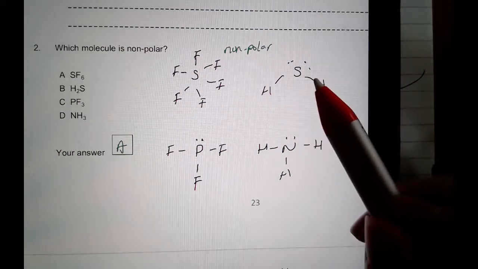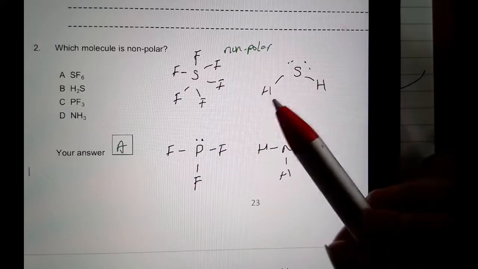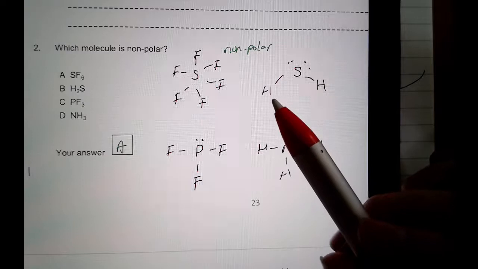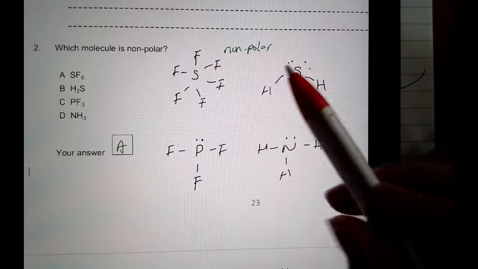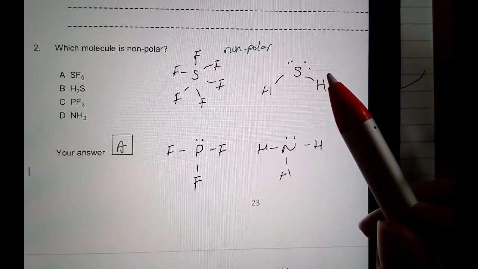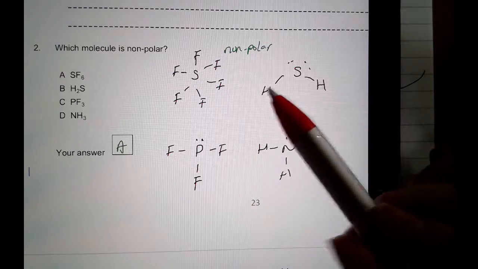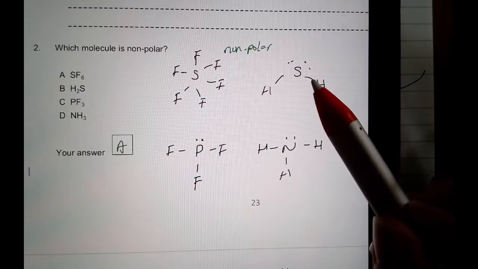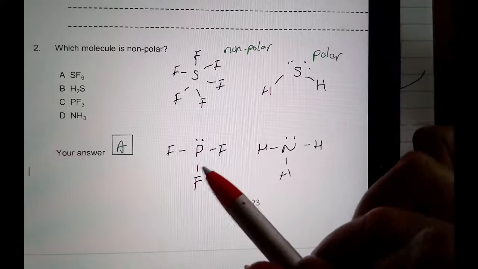And the next one, H2S, I have a polar bond. It's not very polar. There's not much difference between sulfur and hydrogen, but it is still counted as polar. So I've got a polar bond between sulfur and hydrogen. Do I have perfect symmetry? I've got 2 bond pairs and 2 lone pairs around sulfur. That means that the shape is non-linear. Non-linear is not symmetrical. So I do have polar bonds. I do not have symmetry. The dipoles do not cancel, and overall it is polar.